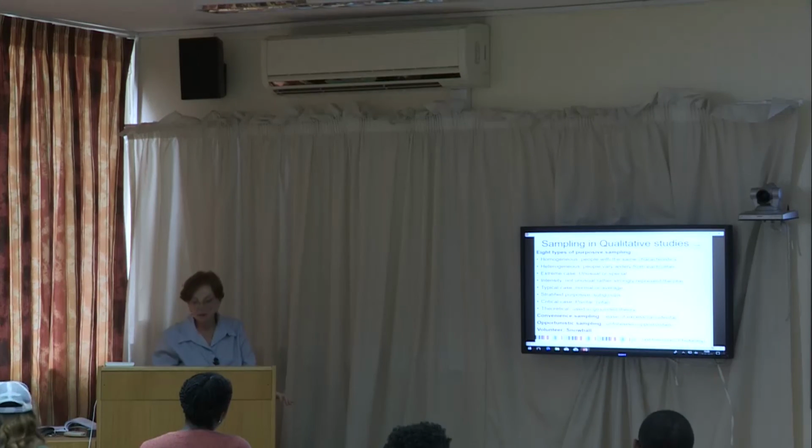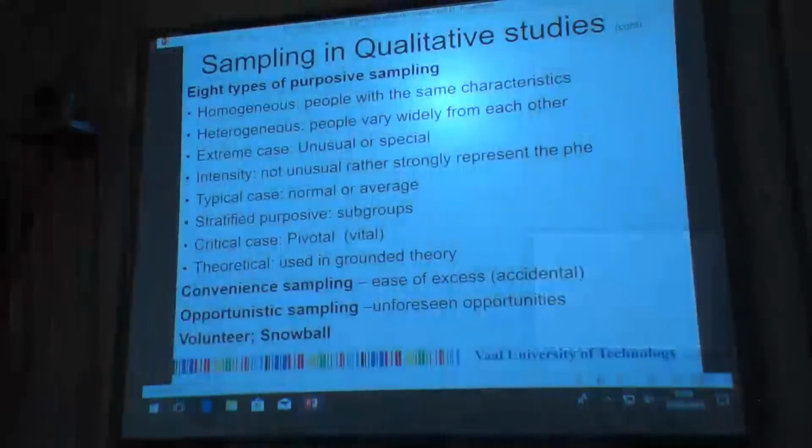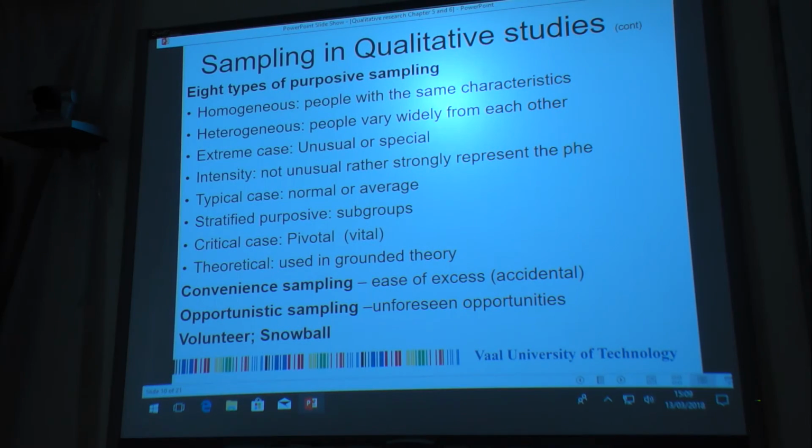So convenience sampling, you happen to accidentally bump into that person who is prepared to complete your questionnaire or to do an interview with you. Then opportunistic sampling is when you have unforeseen opportunities that provide you with an opportunity for a person to complete your questionnaire. We can also have volunteered sampling.